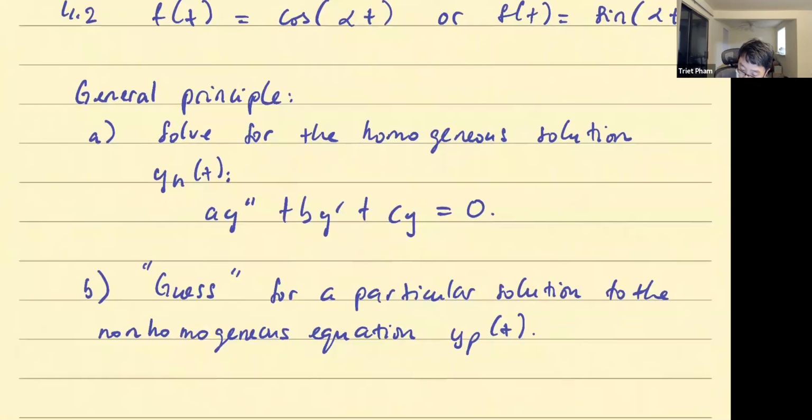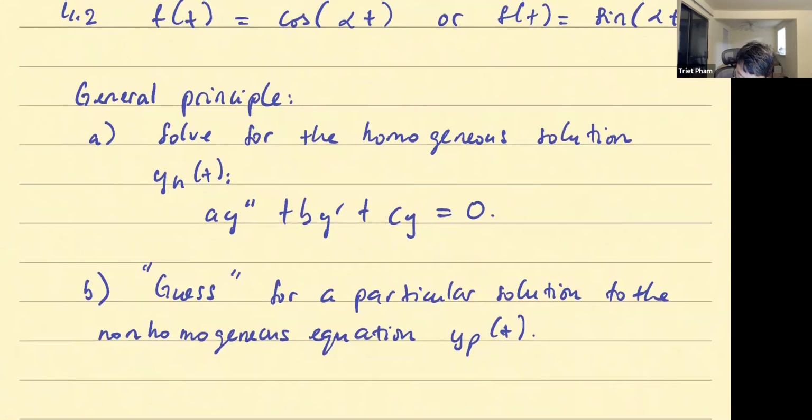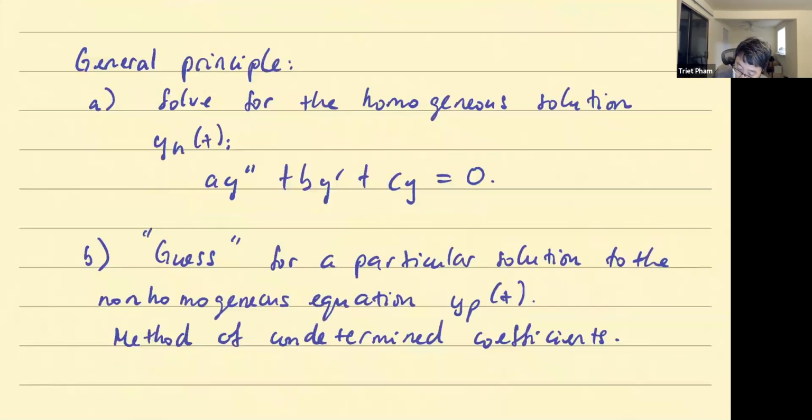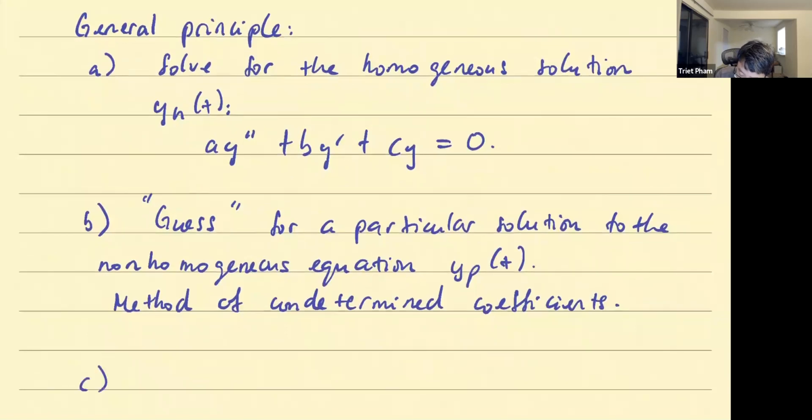Of course, the guess here is not just purely guessing. There's a method to it, and the method is called the method of undetermined coefficients. Again, we have looked at this in the first order equation case. Now we just do it for second order. And C, your general solution will be y_h plus y_p.